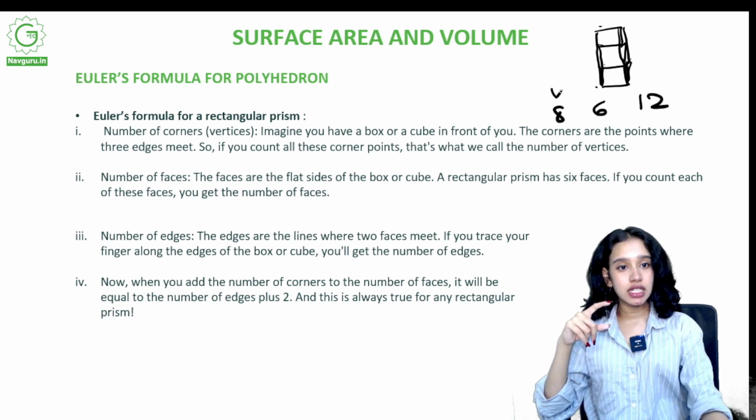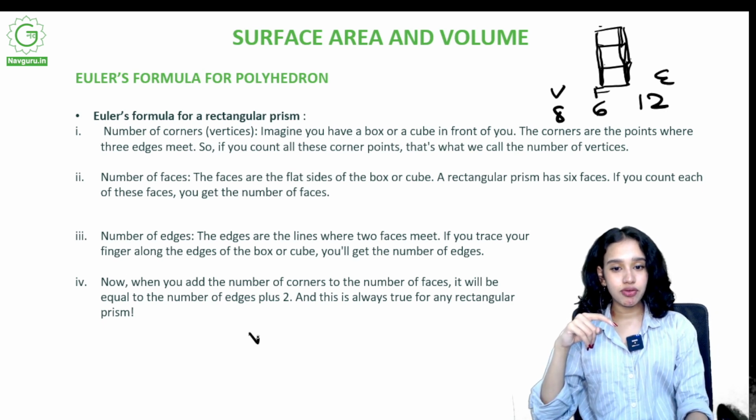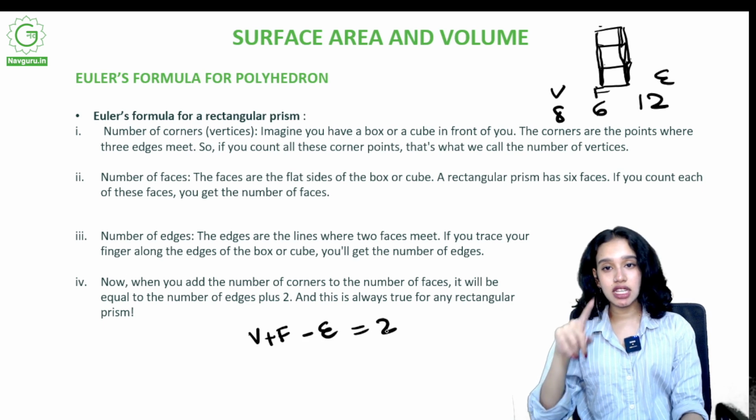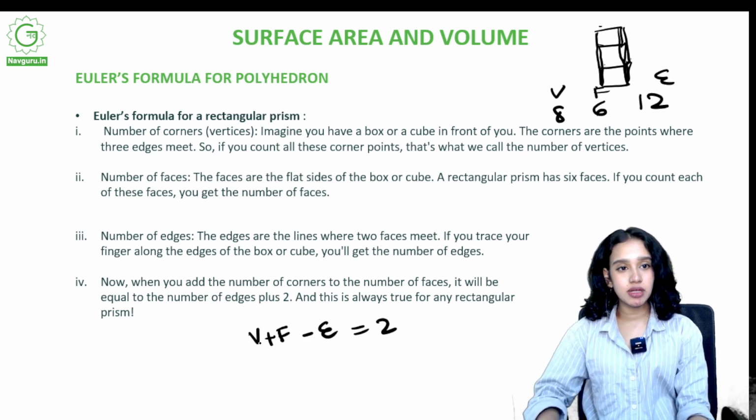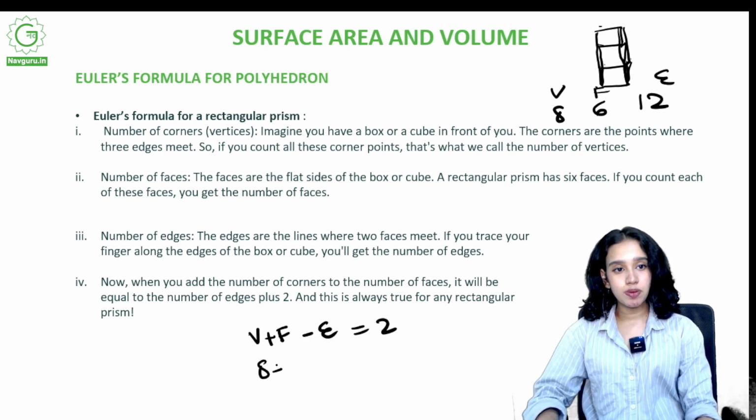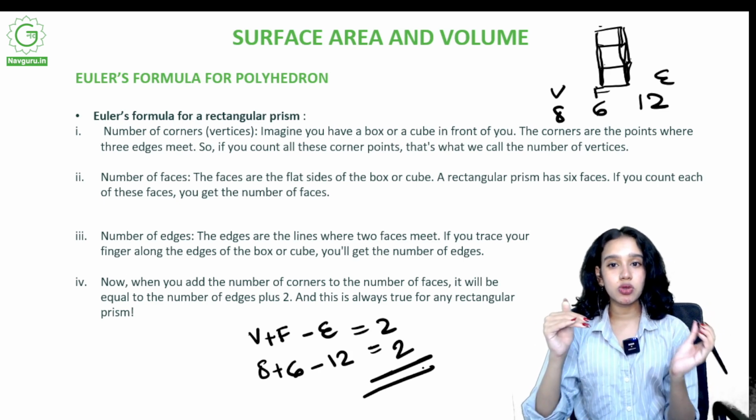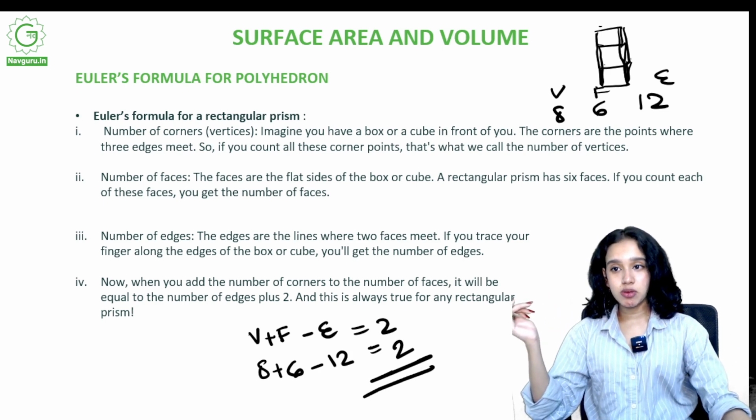So we have vertices, faces and edges here. Now what is our formula? We have V plus F minus E is equal to 2. Let's check whether this is true for a rectangular prism. We have 8 plus 6 minus 12, right? So 8 plus 6 is 14, 14 minus 12 is 2. So this is actually true for a rectangular prism too.